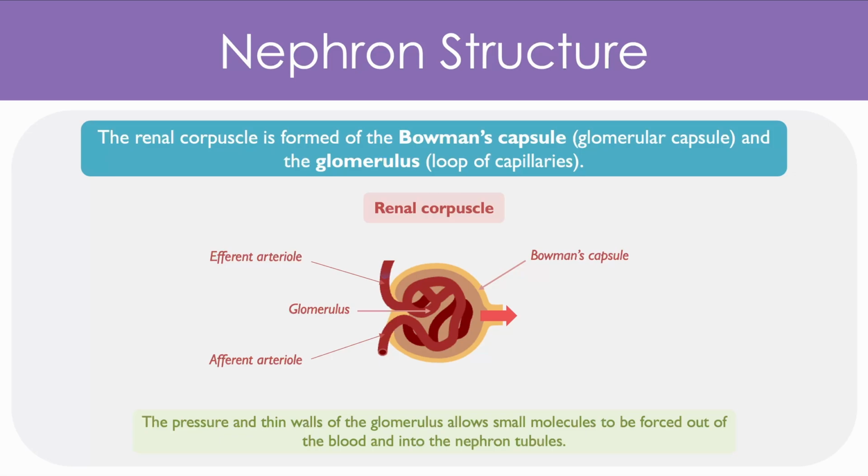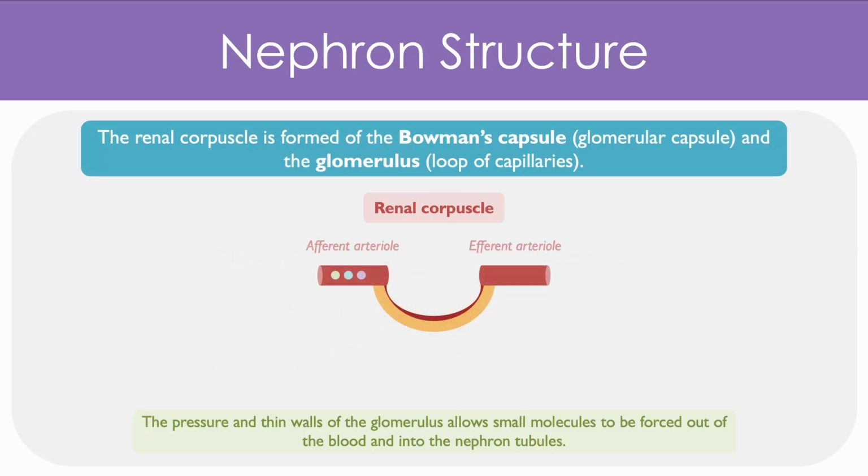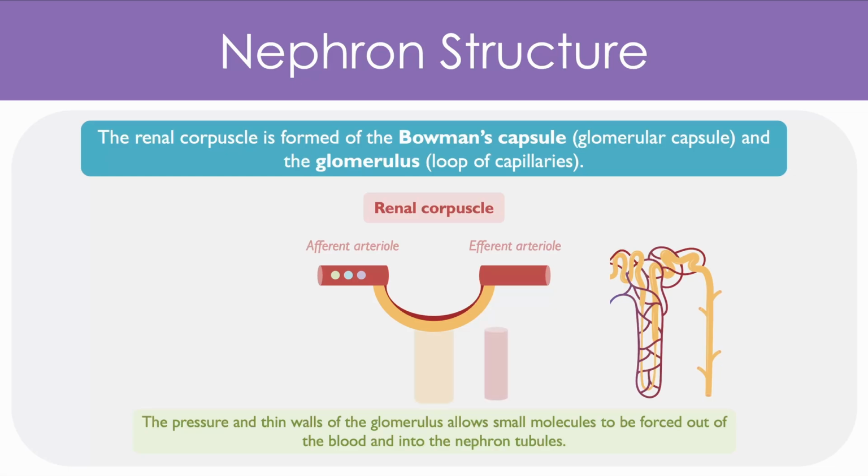Just to make things easier, we're going to represent the renal corpuscle like this. Again, we have the afferent arteriole bringing blood in, the glomerulus in the middle, and the efferent arteriole bringing blood out. The remainder of the tubules and the blood vessels surrounding the nephrons we're going to simplify like this. So in essence, we have a simplified diagram of an entire nephron here.